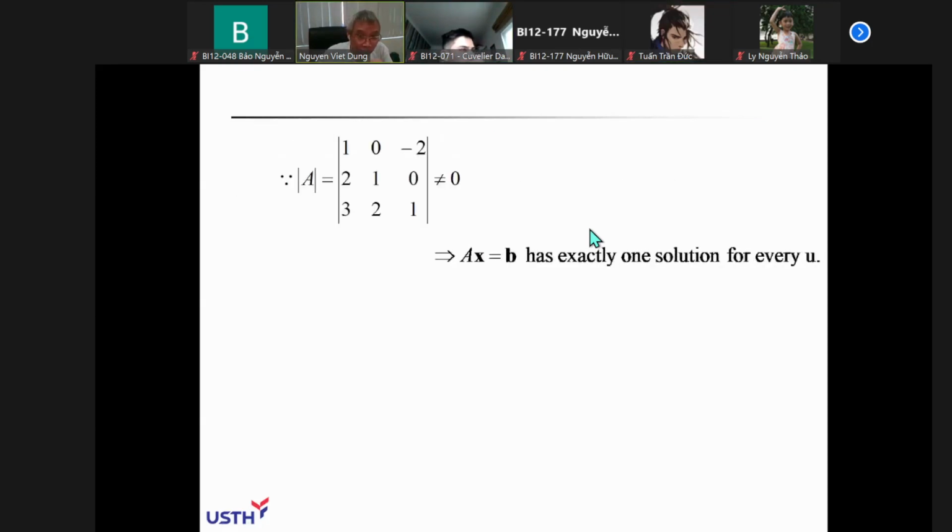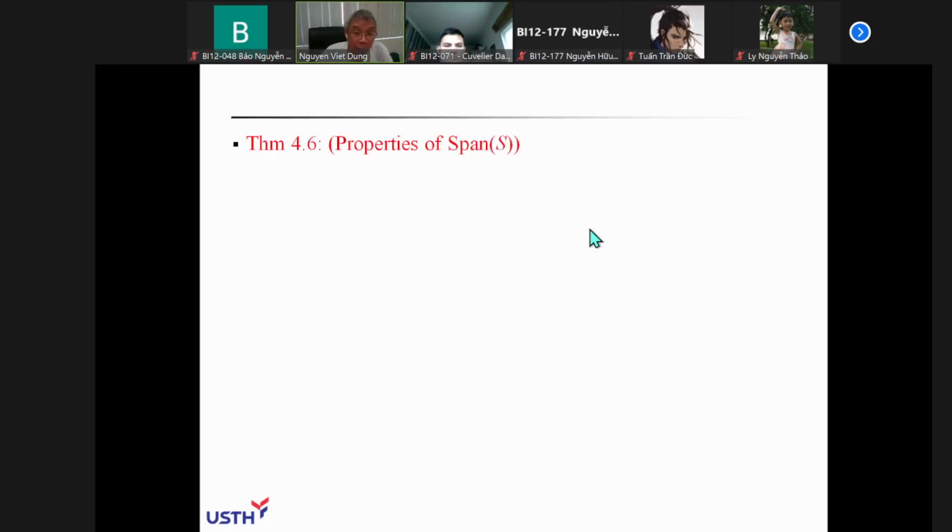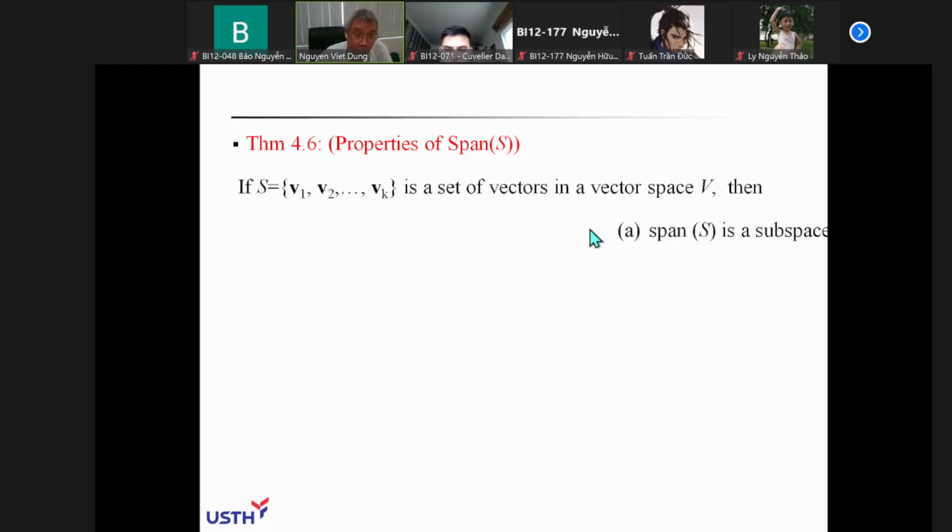So that one is the example we did before the break. Now I continue with that. I am going to tell you some properties of the span of S. Suppose that we are given a set S of k vectors v1 up to vk like that. Then the first property says that the span of S is a subspace of V.